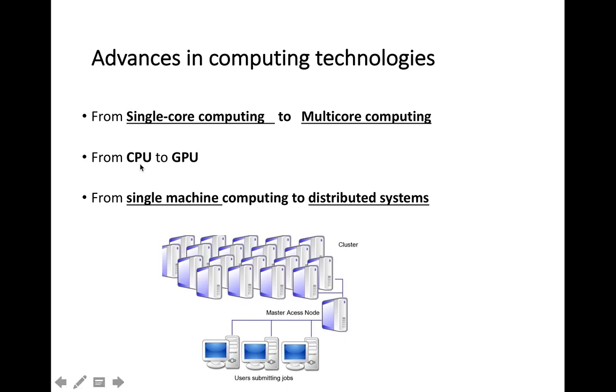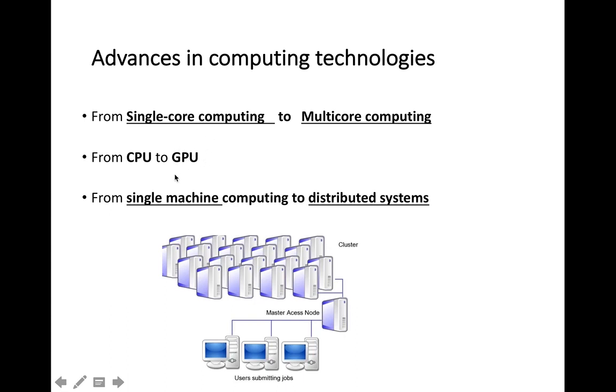Also, another development is from CPU to GPU. I'm not sure whether you know GPU or not. GPU stands for graphics processing unit. CPU is central processing unit. But what is the difference between GPU and CPU? Some things you can do, if you use a CPU, are very slow. However, if you use GPU technology, you can make it very fast. For these first two, we just talk about one computer, one machine.